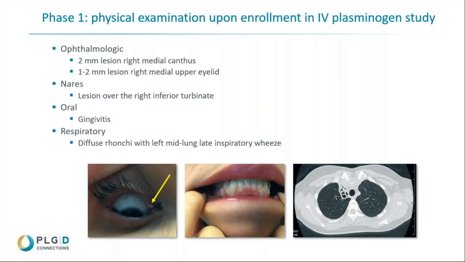Upon enrollment in the IV plasminogen study, she was found to have small lesions over the right upper eyelid, lesions over the right inferior turbinate, and gingivitis presented by white plaques. On exam, she had diffuse rhonchi with a left mid-lung late inspiratory wheeze. The slide on the right demonstrates the abnormal right upper lobe prior to current permanent atelectasis.